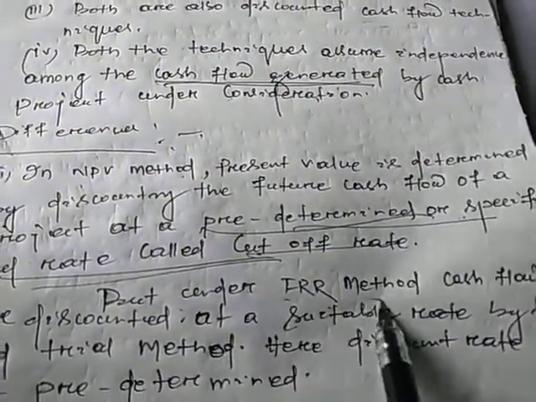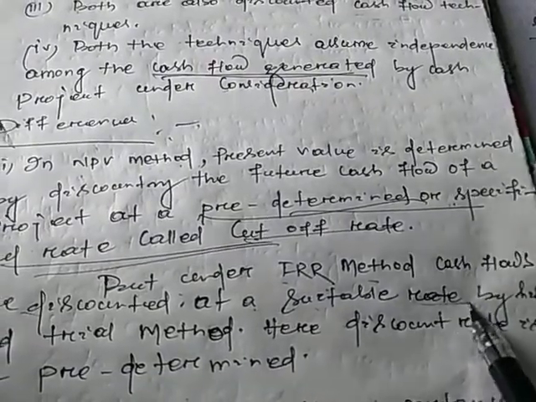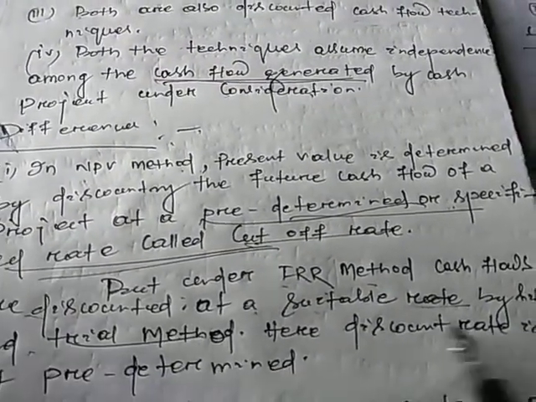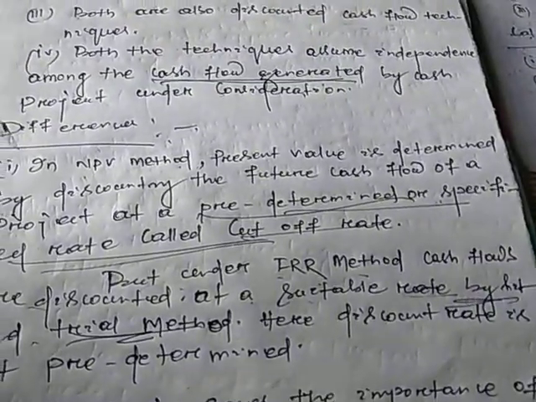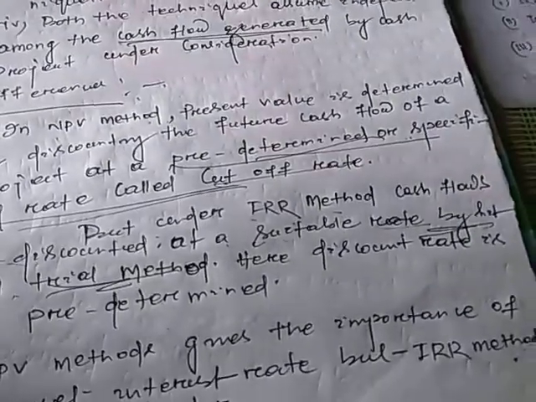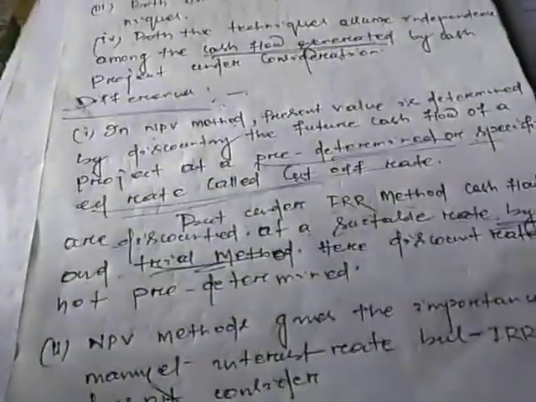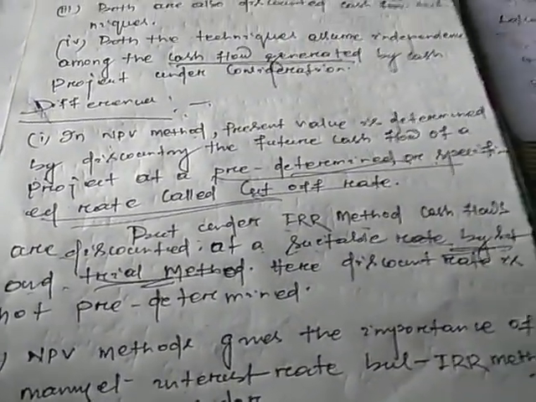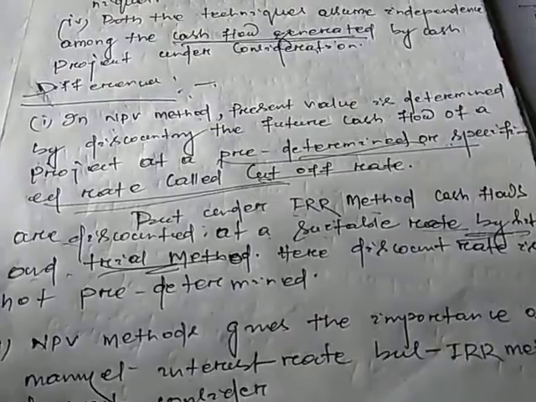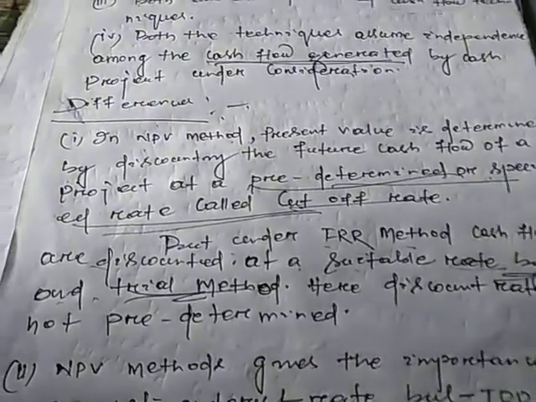But under the IRR method, cash flows are discounted at a suitable rate by hit and trial. Because here the interest rate changes. Here the discount rate is not predetermined. Today 5%, next day 15%, next day 10%, just like that. So project value depends upon the discount rate, and the discount rate is also changing as per the suitable one.